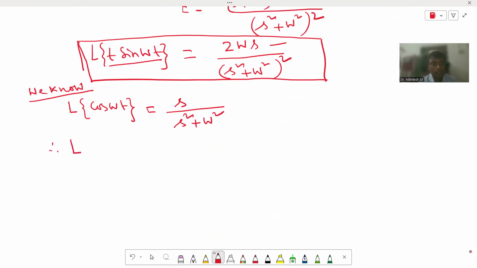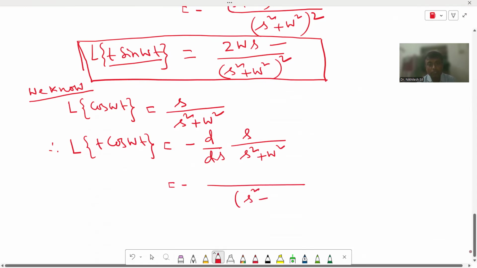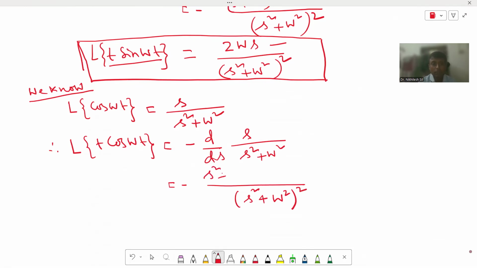Therefore, Laplace of t cos omega t is equal to minus d/ds of s by s square plus omega square. This is equal to minus, again, the denominator whole square. That means if the denominator is whole square, then the function will be multiplied by the denominator whole square. Then s square plus omega square into the differentiation of s, that is 1, minus s into the differentiation of the denominator, that is 2s.